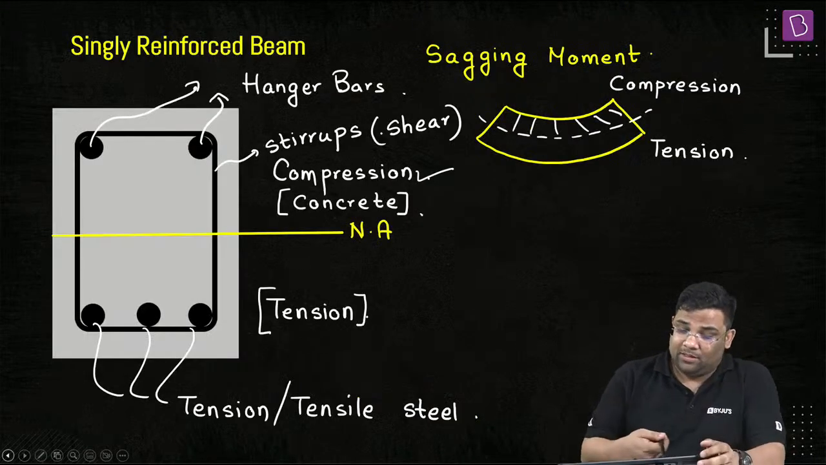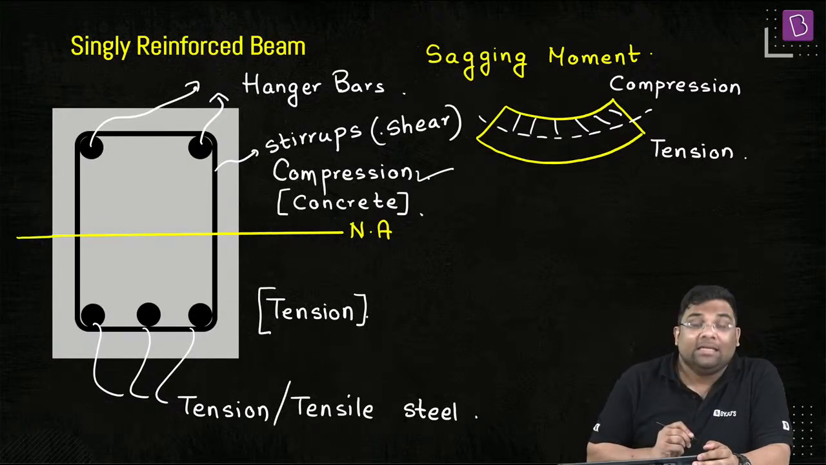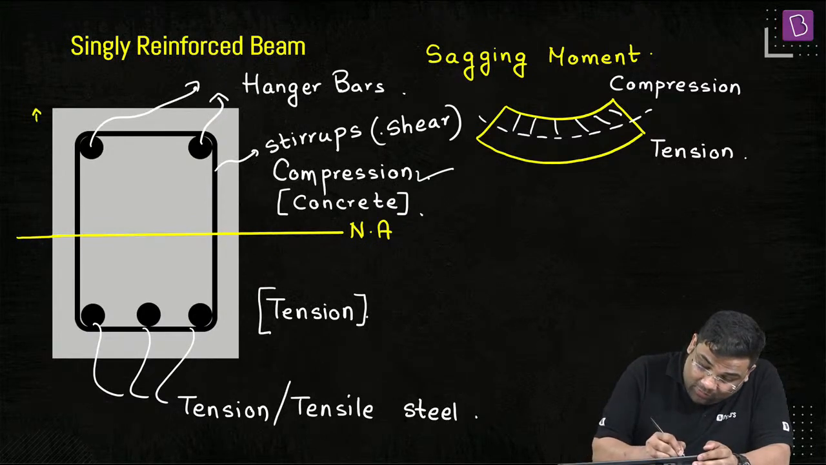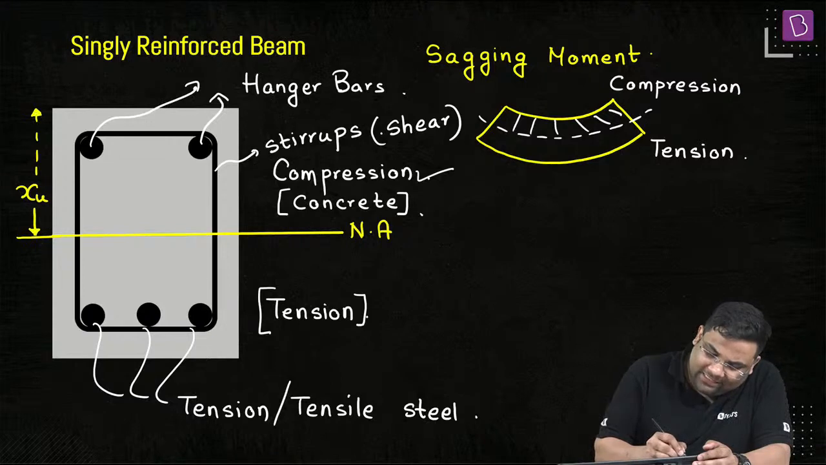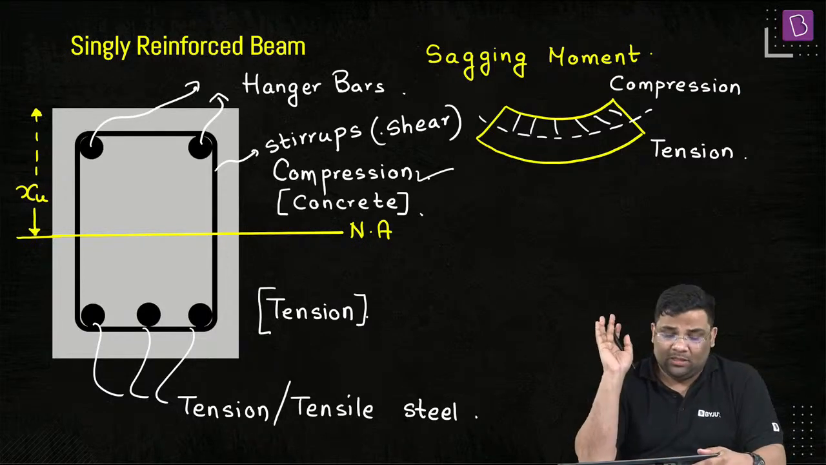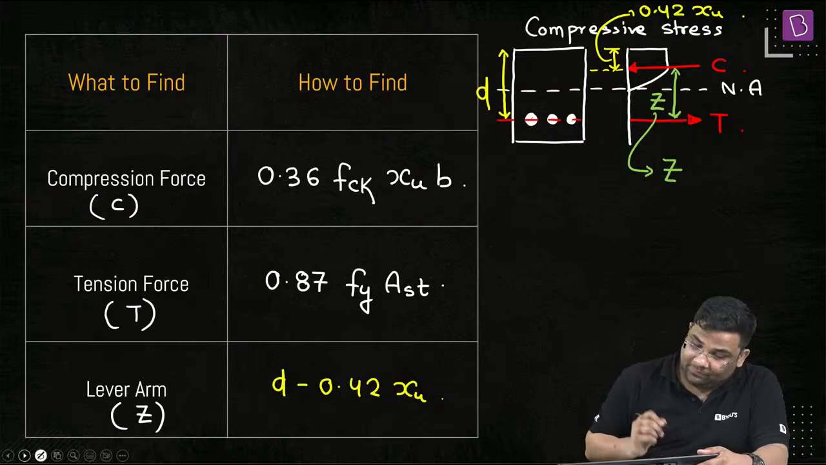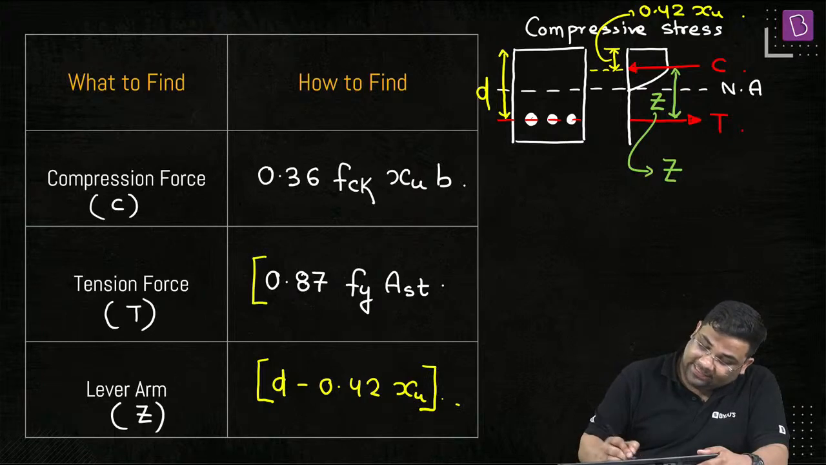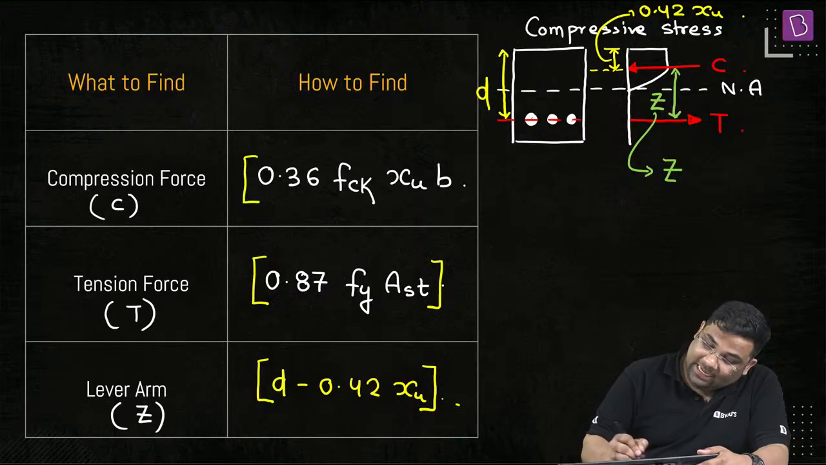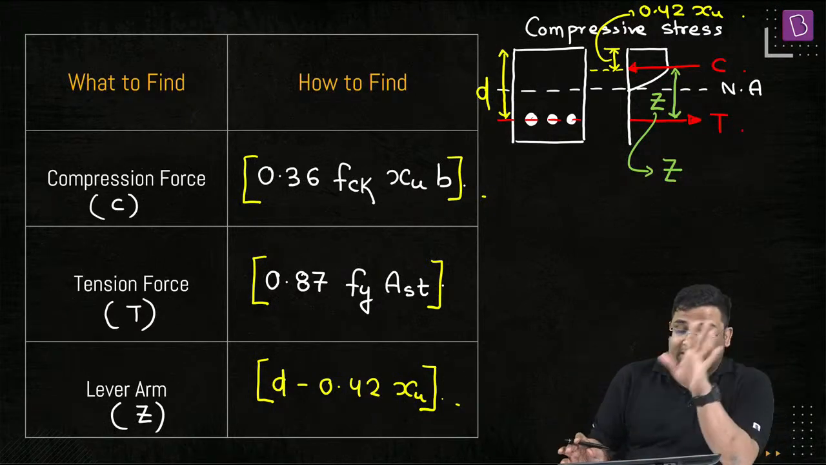You see, if I erase everything here, I don't want to erase this. This is the neutral axis, right? So this is the depth of neutral axis. Many students also know this, all the students who are revising this lecture know this thing. This is Xu, the depth of neutral axis. Easy. So d minus 0.42 Xu. So this is C, this is T, and this is the lever arm Z. Directly they can ask you these things, we'll see.